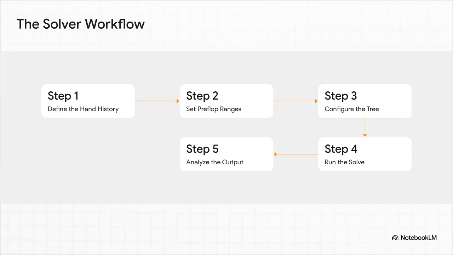It's just 5 steps. First, you obviously pick the hand you want to study. Second, and this is a big one, you set the preflop ranges, which are all the possible hands you and your opponent could have. Third, you set up the tree, which just means you tell it what bet sizes are possible. Fourth, you click the button and let it run. And fifth, the most important part, you dig into the results and find that winning edge.